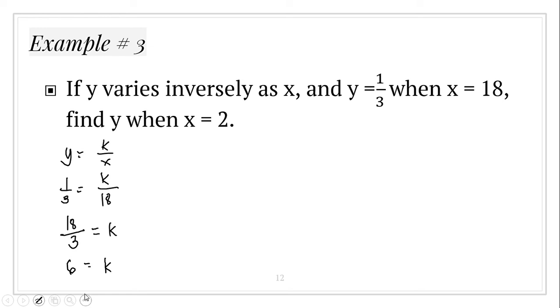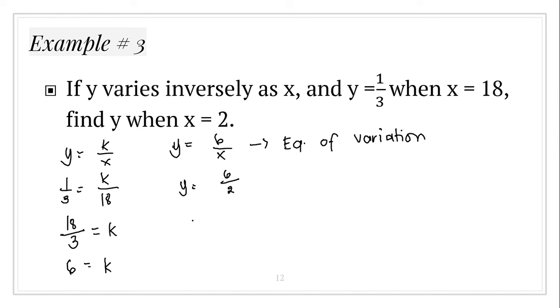Now we can solve for the value of y when x is equal to 2. So let's write the equation of variation. So we have y is equal to 6 over x. This would be the equation of variation. Alright, so now we can substitute the value. So y is equal to 6 over 2, y is equal to 3. Thus, y is equal to 3 when x is equal to 2.